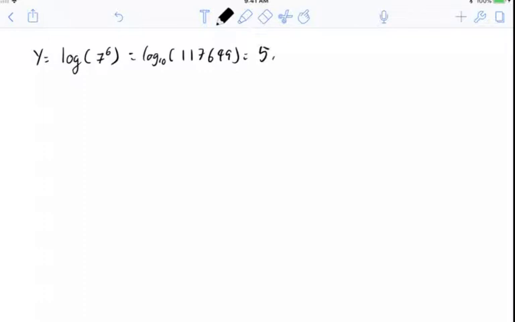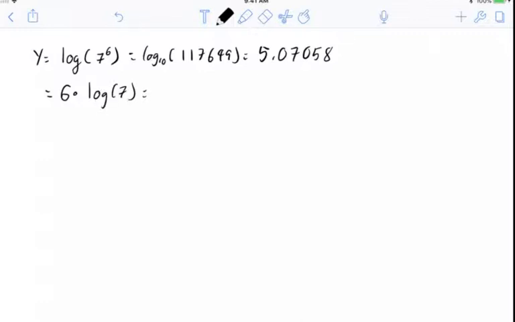Here, I'll give you one to try. I mean, don't just sit there. Try this one: log base 10 of 7 to the 6. So that's equal to log base 10 of 7 to the power 6, which is 117649. So that's 5.07058... Apparently, this is equal to 6 times log base 10 of 7.